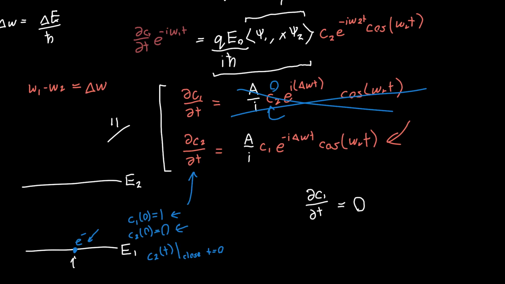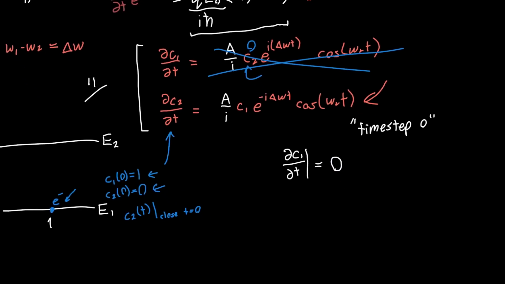But in fact, this is just at the very first time step, if you will. So if we're actually going to solve this rigorously, this would be our time step 0, and we'd want to slowly figure out what it is at all times. So this is just the derivative at t equal to 0. This isn't the derivative at 1 picosecond or 10 picoseconds.